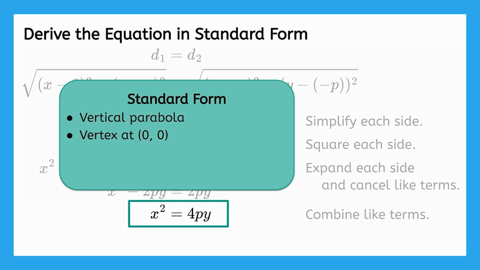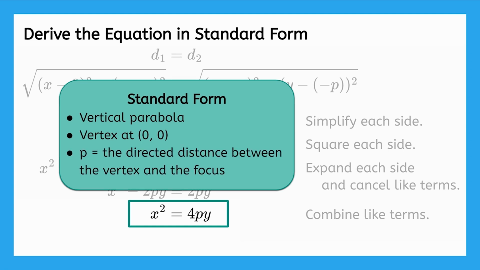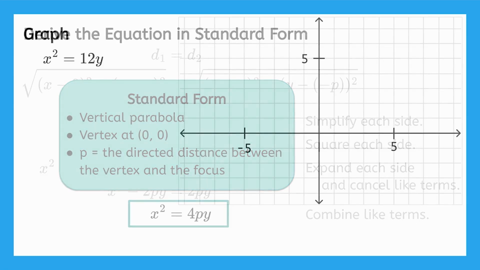The equation we've derived after setting d1 equal to d2 is the standard form of a vertical parabola with its vertex at the origin. And what is p in this equation? Remember, we defined it earlier. P is the directed distance between the vertex and the focus. Now that we've derived the standard form of a parabola, let's go through an example to create a graph from the standard form equation.